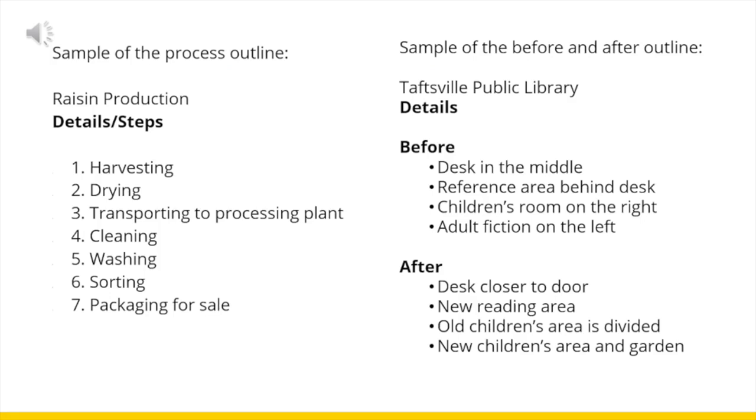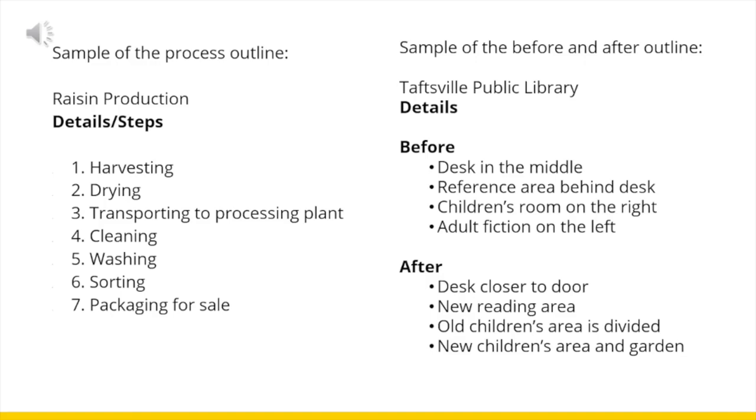In this slide, you can see two sample outlines, one of them for our process essay and the other one for a before and after essay. Our first one is about raisin production. As you can tell, we have 7 different steps. The most important part for you is to identify how many steps you have, and you don't really need to take a lot of notes while you're making your outline. You just have to write down the most important key points, but remember the exact order in which it follows.